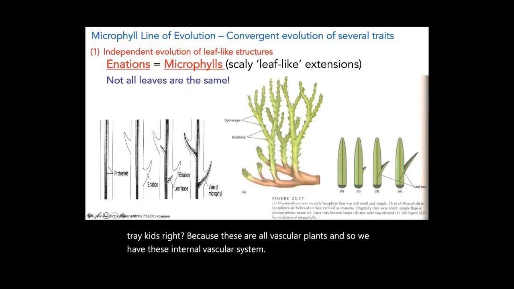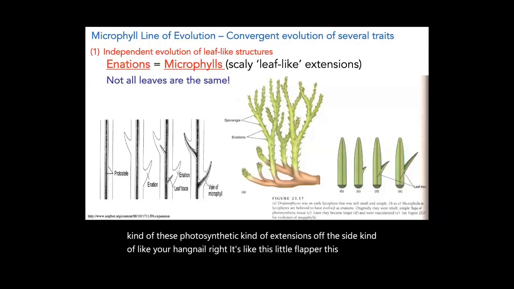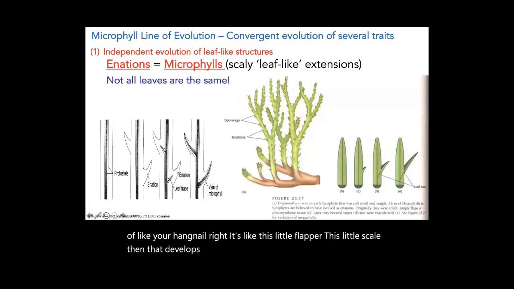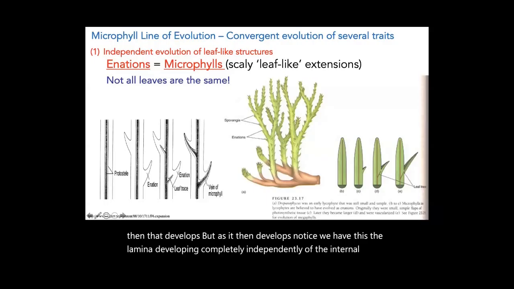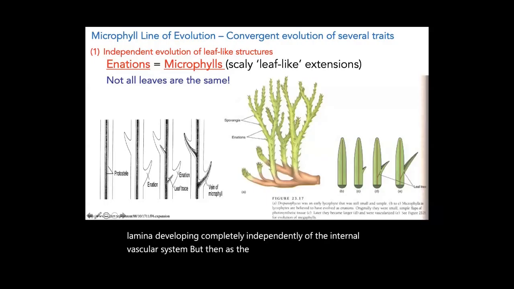And so as the plant is growing and developing, and we can catalog this by the fossil record, these enations develop as these photosynthetic extensions off the side, kind of like your hangnail, right? It's like this little flap or this little scale that develops. But as it develops, notice we have the lamina developing completely independently of the internal vascular system. But then as the enation grows, we have the vascular tissue starting to grow into it, okay?